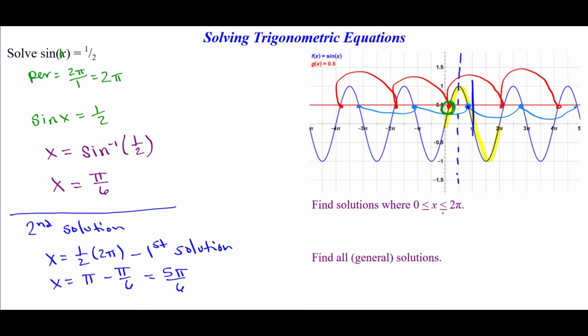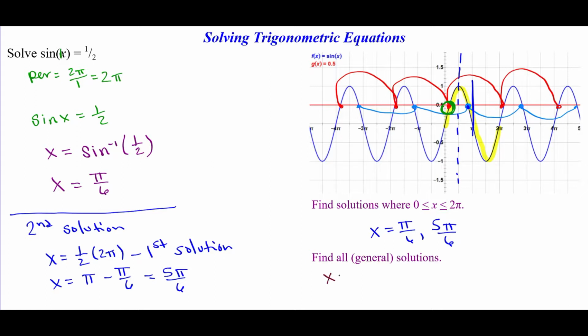So what are my solutions between 0 and 2 pi? My solutions are x equals pi over 6 and x equals 5 pi over 6. And then remember, if we want to describe all of the solutions, we just take those two solutions that we found, and we add or subtract the period any number of times.